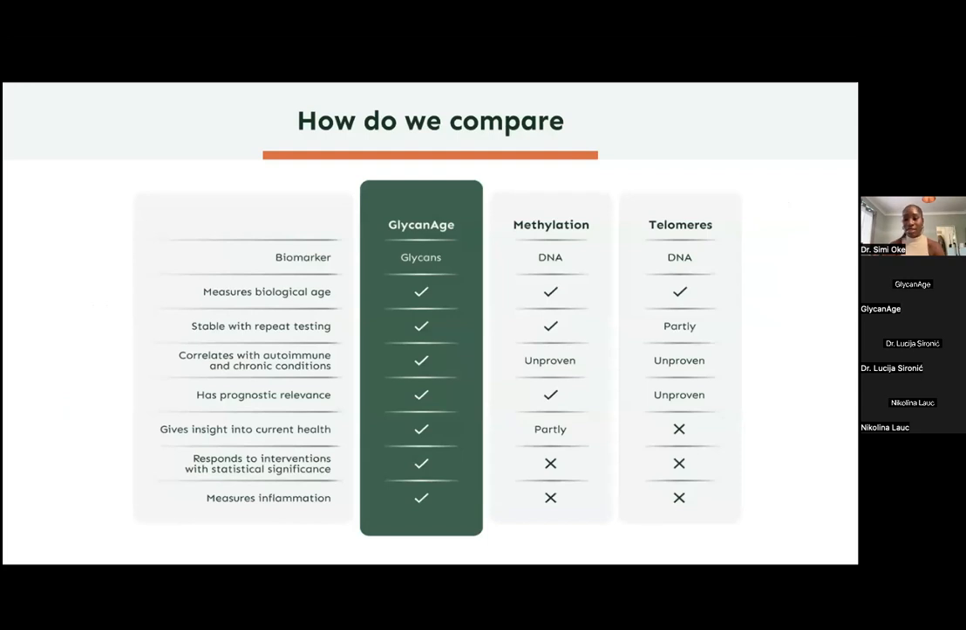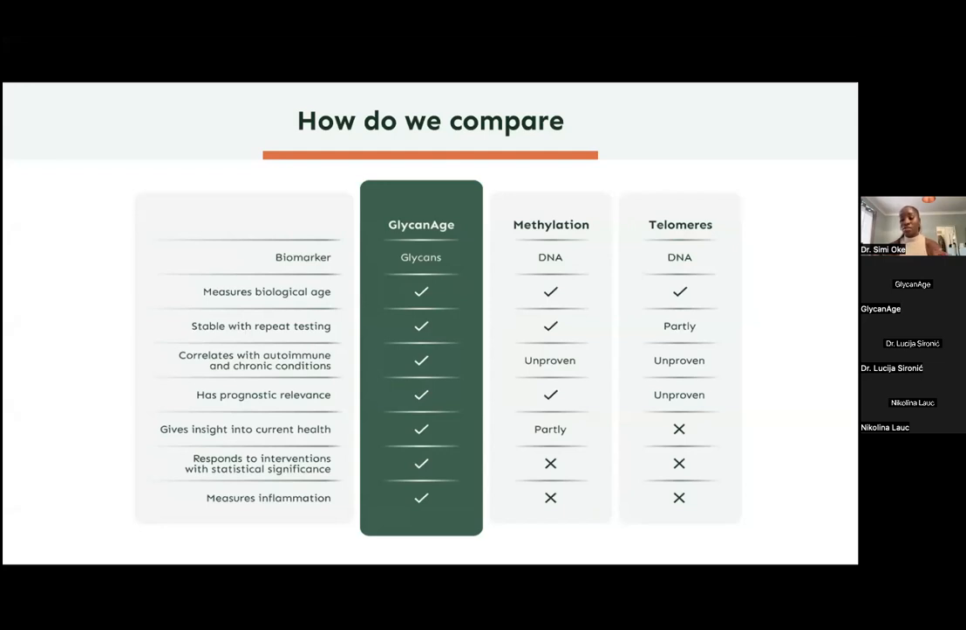In terms of comparison, as I mentioned at the beginning, there are so many biological age tests. I'm sure it's almost overwhelming at this point. But I think it's useful to highlight some of the differences between different biological age tests. A lot of tests like methylation and telomere length shortening are great especially at measuring chronological age, but we're not focusing on chronological age.